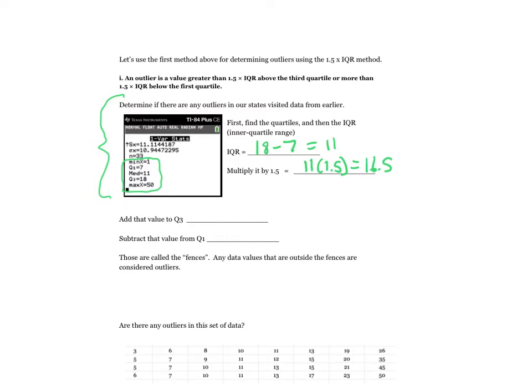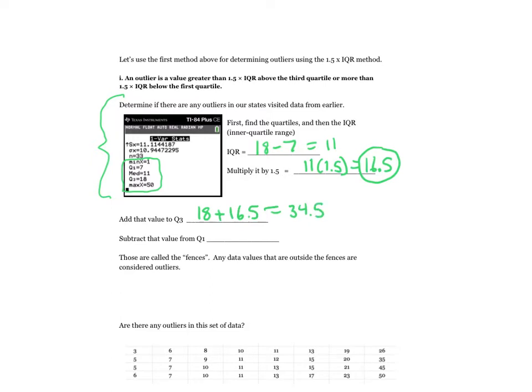Now, to find the outliers, what I would do is take Q3 from our screenshot, which was 18, and add 16.5 to that. I got that from over here. So 18 plus 16.5 gives me 34.5.